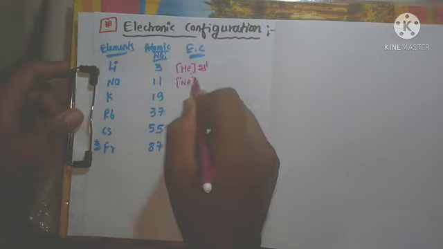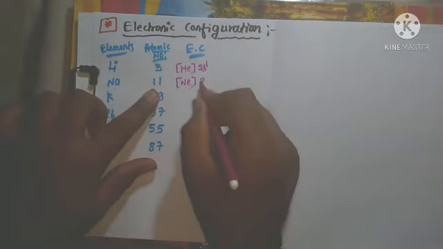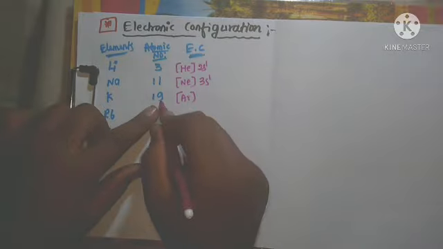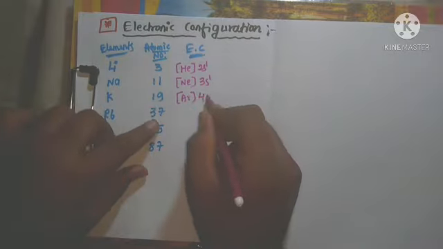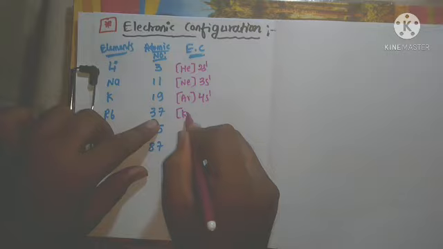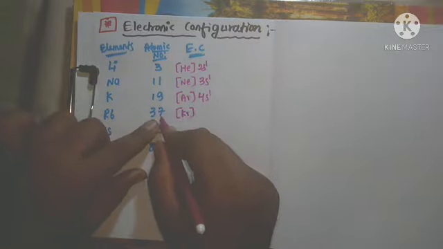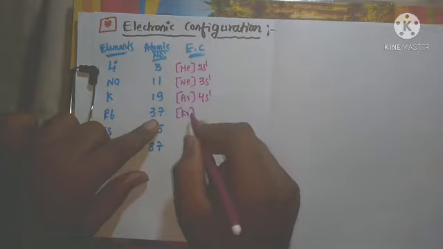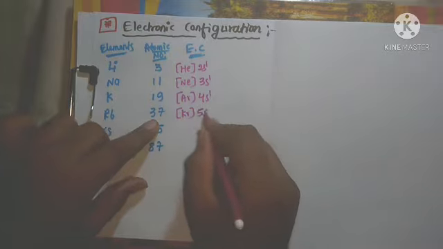Next, neon 10, how many electrons are left? 1, therefore it is 3s1. Next, argon atomic number is 18, how many electrons are left? 1, therefore it is 4s1. Next, krypton atomic number is 36, how many electrons are left? Out of 37, 36 enter into krypton configuration, how many electrons left? 1, that enters into 5s1.